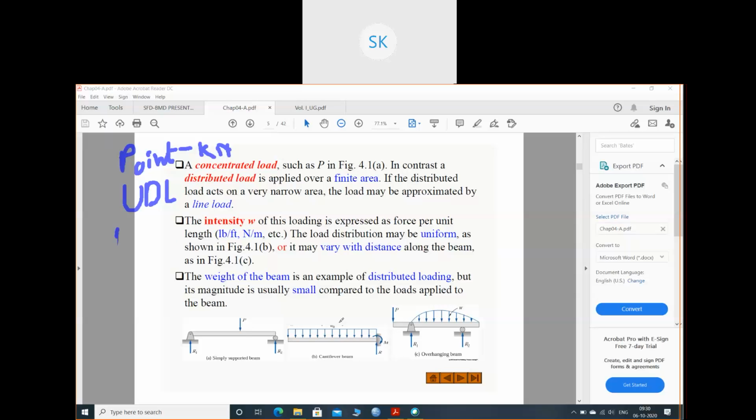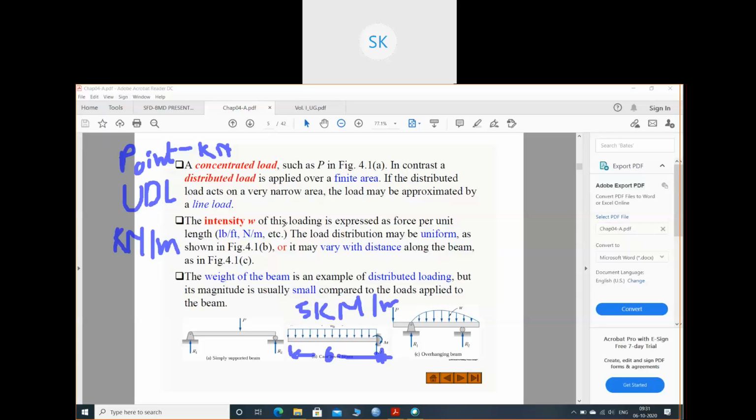Suppose I have given 5 kilonewton per meter. Suppose this W naught is 5 kilonewton per meter. So this 5 kilonewton per meter is along the whole length. Suppose the length is 6 meters. So this 5 kilonewton is acting along the whole 6 meters. Okay, 5 kilonewton is acting at every 1 meter distance. So this is called UDL, uniformly distributed load.